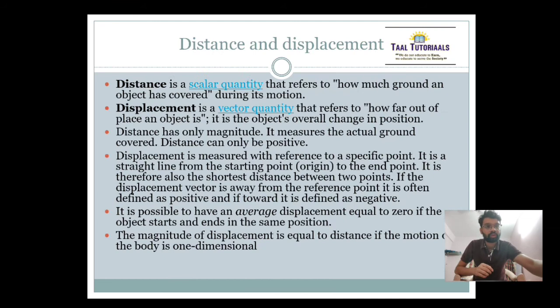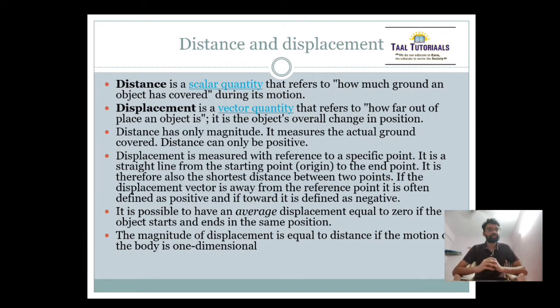Now, what is distance? What is displacement? What is distance? The total length of the path through which a body moves is called the distance traveled by it. The distance traveled by a body depends on the path followed by the body. It is a scalar quantity. It is generally represented by the letter S, and the unit of distance is meter.